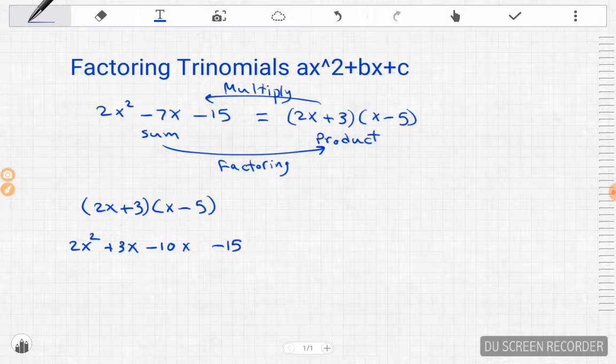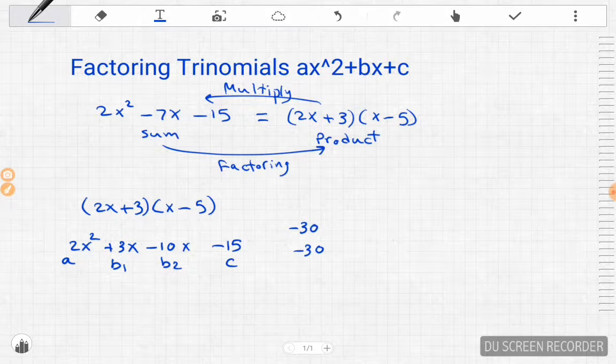Before we rush and combine like terms, such as 3x and negative 10x, I want to look at these numbers and study them a little bit. I'm going to call this here A, and I know this is C. But I have 2 numbers here as the coefficients of x, which are positive 3 and negative 10. I'm going to call this B1 and this here B2. If you multiply A times C, 2 times negative 15, that gives me negative 30. But also if you multiply B1 times B2, positive 3 times negative 10, that also gives you negative 30.